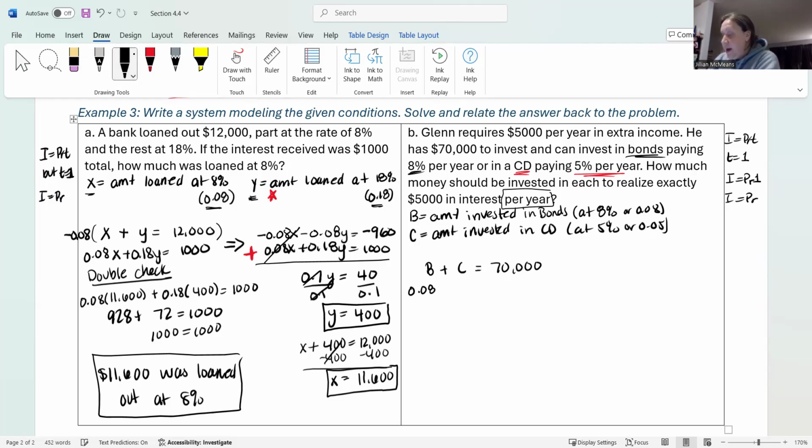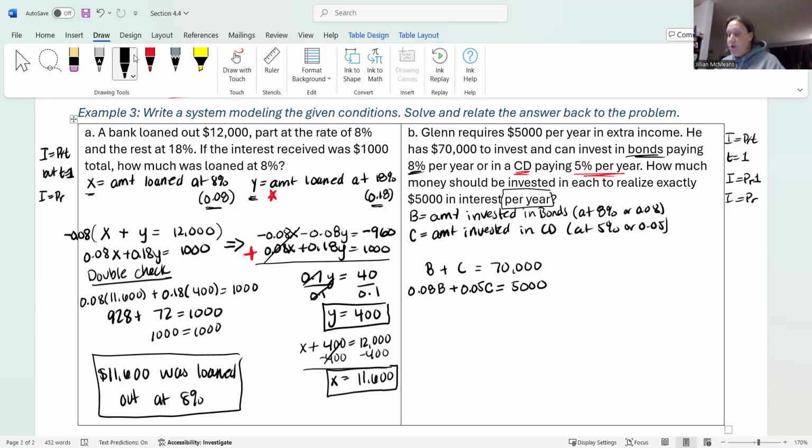So 0.08, the interest rate, times the principal B, technically times 1, plus the CDs invested at 5%, so 0.05, that's the interest rate, times C, the principal, technically times 1, and that needs to equal $5,000 total. So we've now got our two equations, one involving the amount invested, the other involving the interest earned, and we have our two variables B and C. Now we just need to solve the system.